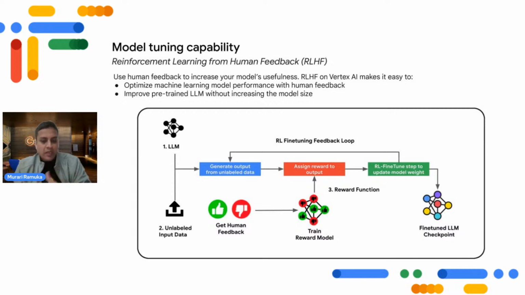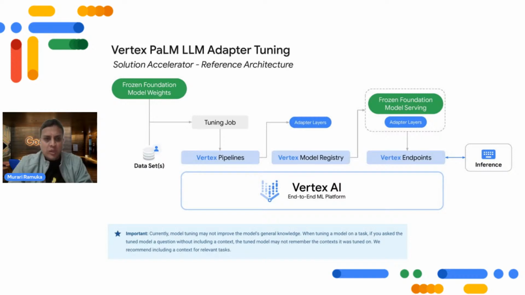So you give a thumbs up or thumbs down, which is nothing but feedback. Depending on that, a reward model gets trained, and this reward function then tries to update your model weights and generate output. Then you can have a feedback loop based on the model weights, and try to get the generated output modified from the unlabeled data. So this is how RLHF works from the model tuning capability point of view.